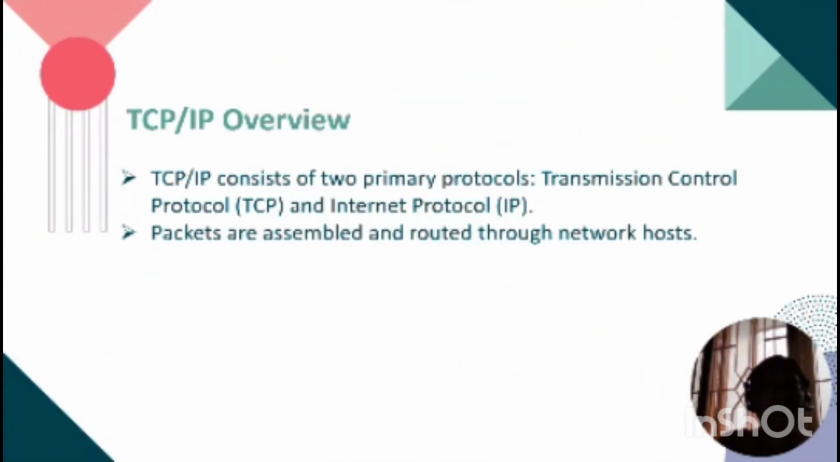The TCP/IP overview. TCP/IP consists of two primary protocols, that is Transmission Control Protocol, TCP, and Internet Protocol, IP. As I told in the first slide, packets are assembled and routed through network hosts. Packets are nothing but the connections between one device and another device, or one node and another node, the movement of the signal will be called packets.